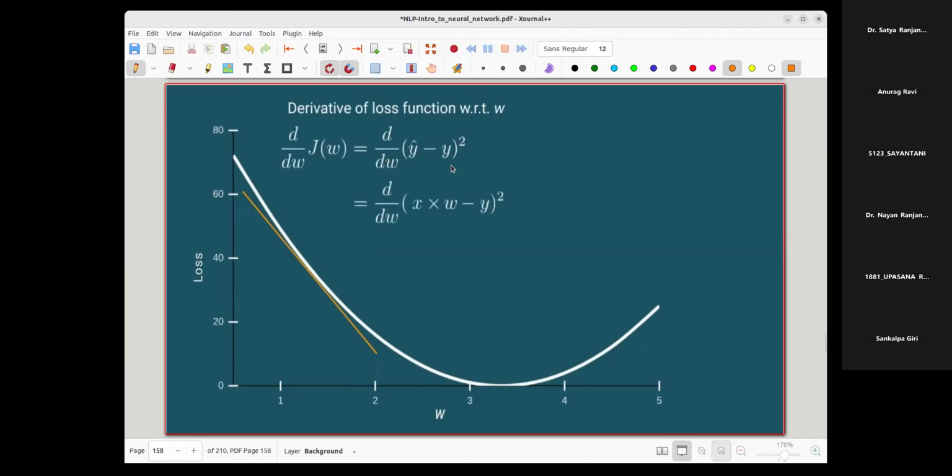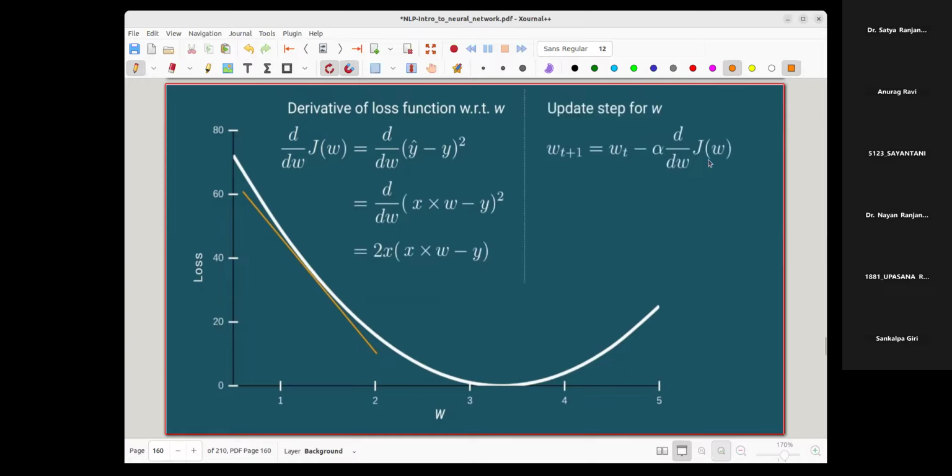Okay, so what is y cap? We already know y cap is x into W. I'm not putting bias here, though you can put bias also, there is no problem. So this is x into W. Now if you calculate the derivative with respect to W for this equation, it will be 2x into (x into W minus y). Okay, now this is my derivative. So the question is, if we got the derivative, how will that derivative be used to update the W?